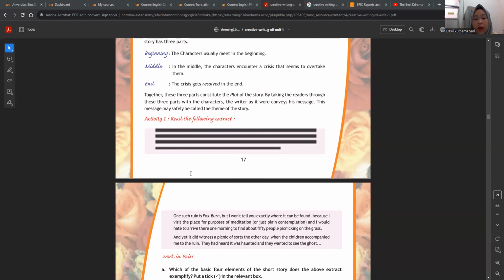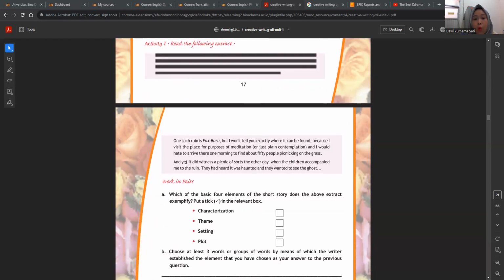The activity one. One such ruin is Foxburn, but I won't tell you exactly where it can be found, because I visit the place for purposes of meditation or just plain contemplation, and I would hate to arrive there one morning to find about 50 people picnicking on the grass. And yet it did witness a picnic of sorts the other day when the children accompanied me to the ruin. They had heard it was haunted and they wanted to see the ghost.